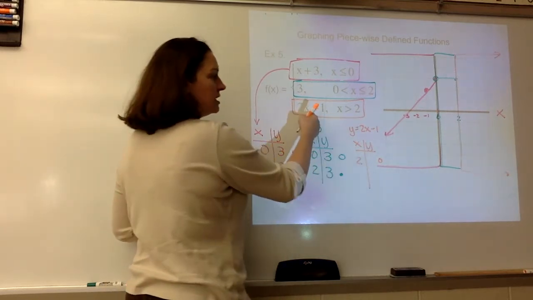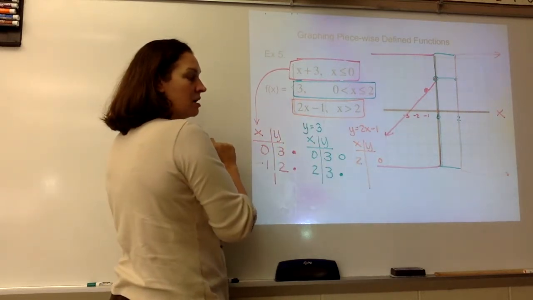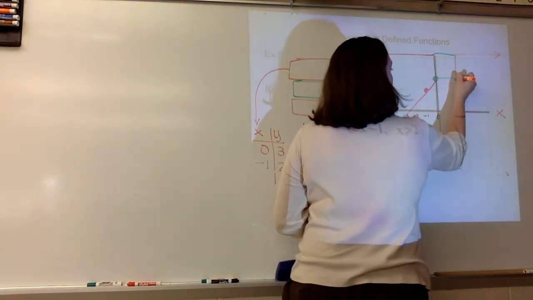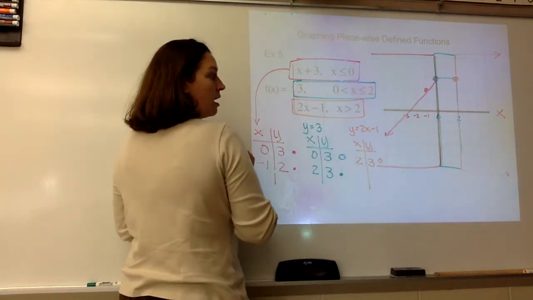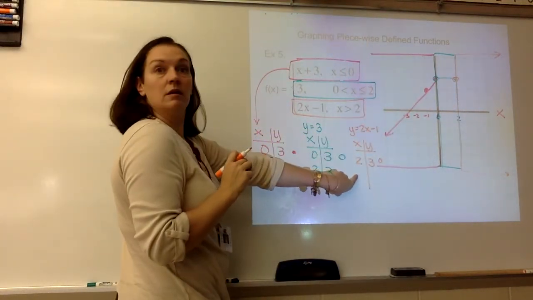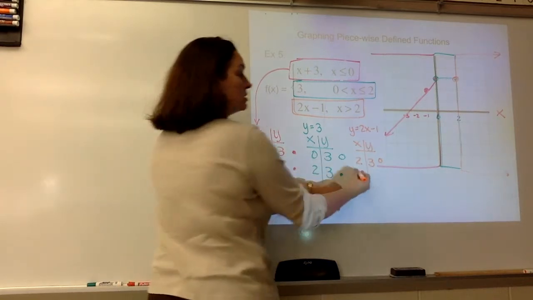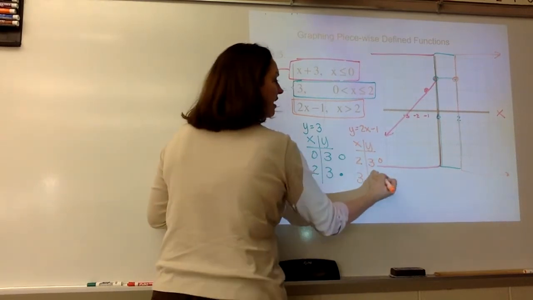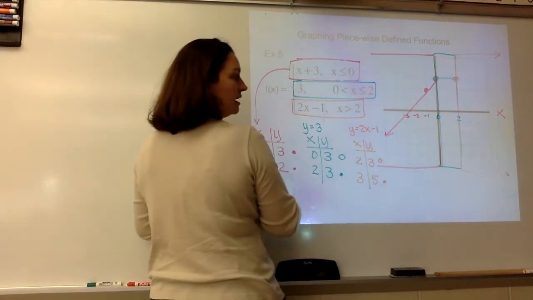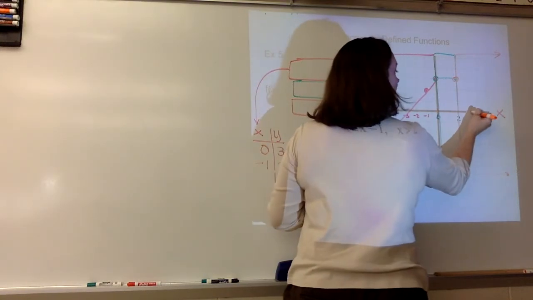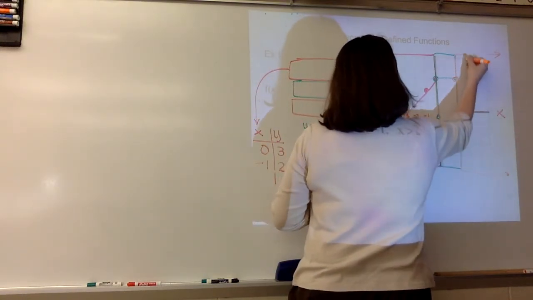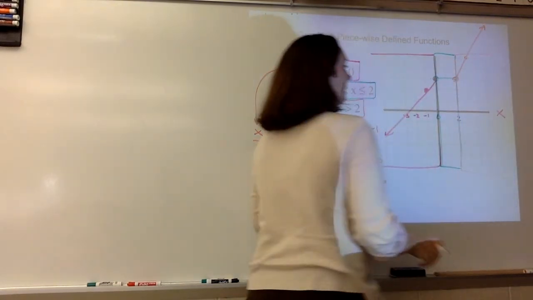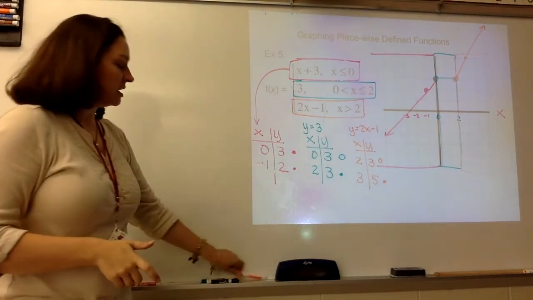If I plug a 2 into 2x minus 1, what do I get out? 3. So I can go over to 2, 3. I can put an open circle there. Give me another value for x. I can use 3 because it falls over here to the right. Plug in 3, I get 5. That one will be solid because 3 is greater than 2. It's a solution. 3, 2, 3, 4, 5 up here. And we know this is a line, so I can draw that. So my piecewise function has 3 parts.